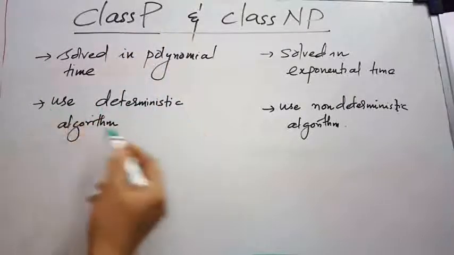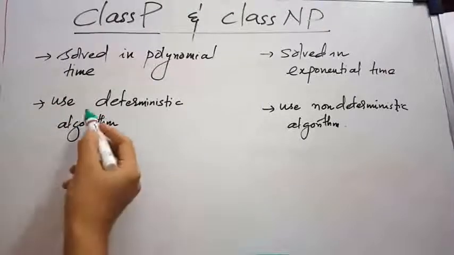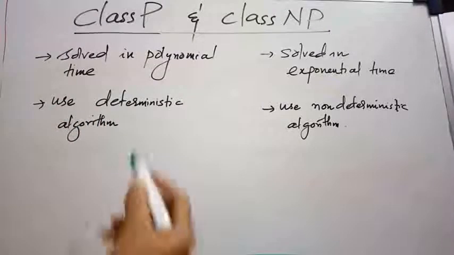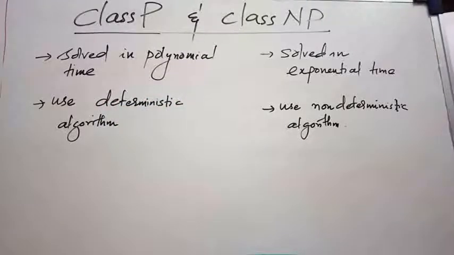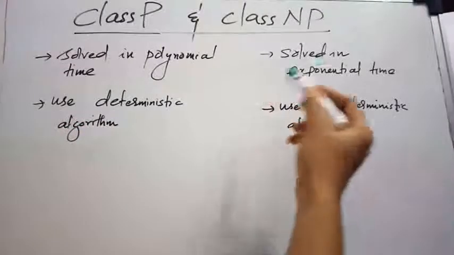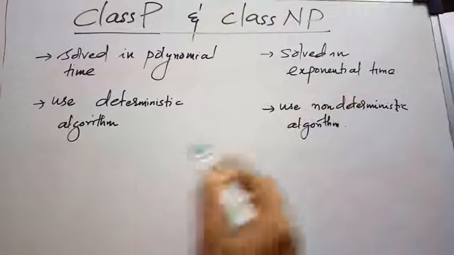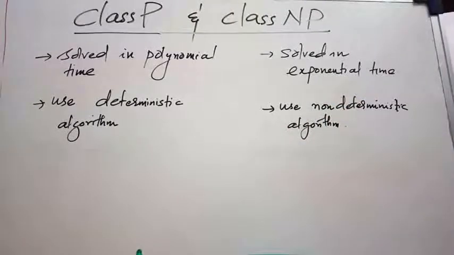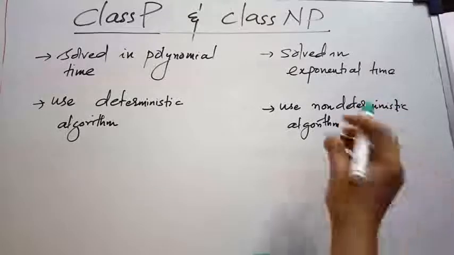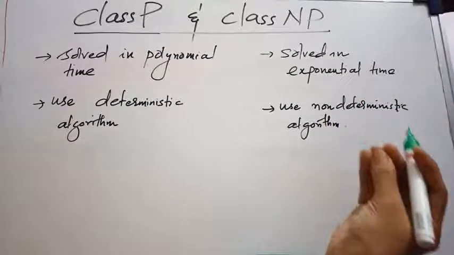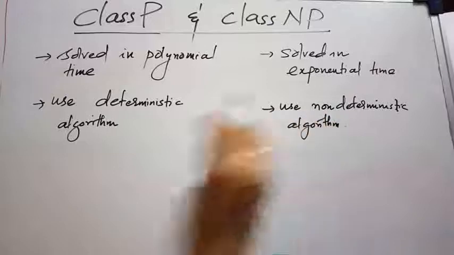So for solving Class P problems, we can use a deterministic algorithm. Deterministic algorithm means what? It is an algorithm where we know each and every step to get the solution, right? So directly we will get the solutions. But for solving Class NP problems, we need to use a non-deterministic algorithm. Because there are many possibilities, we have to identify the possibilities, and after getting the solution, we have to verify whether the solution is right or not.